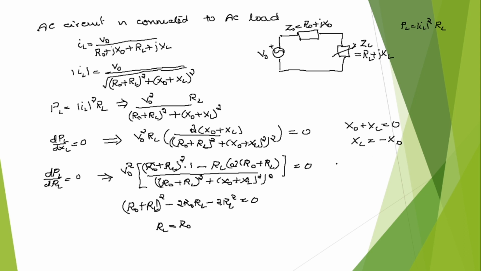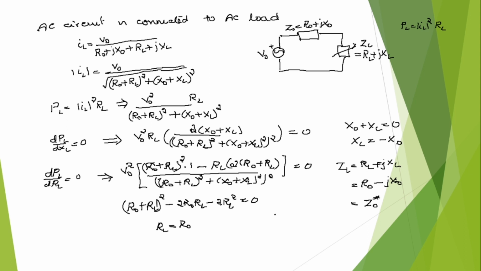So what happens to the impedance ZL? ZL equal to RL plus jXL. Substitute RL equal to R0, XL equal to minus X0. So what is this? Z0 conjugate. So whenever an AC circuit is connected to an AC load, maximum power is transferred when the load impedance is the complex conjugate of the source impedance.